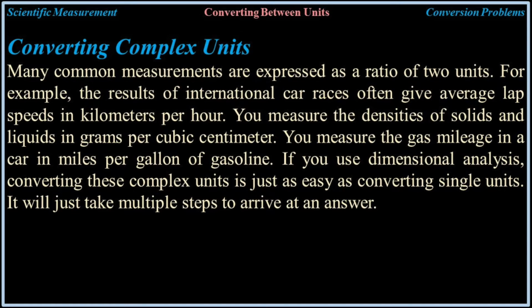Converting complex units. Many common measurements are expressed as a ratio of two units. For example, the results of international car races often give average lap speed in kilometers per hour. You measure the densities of solids and liquids in grams per cubic centimeter. You measure the gas mileage of a car in miles per gallon of gasoline. If you use dimensional analysis, converting these complex units is just as easy as converting single units. It will just take multiple steps to arrive at an answer.